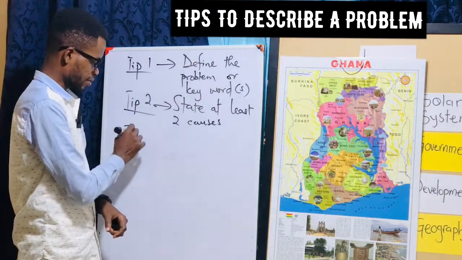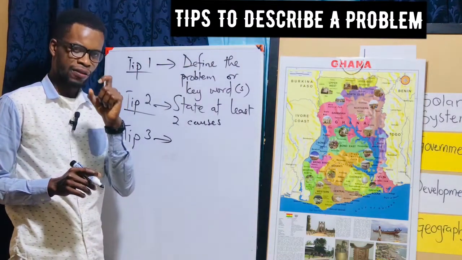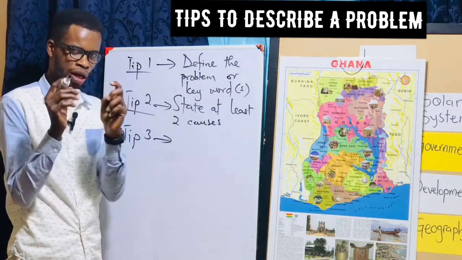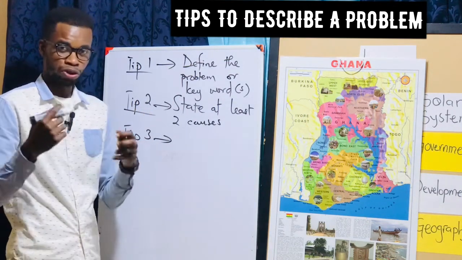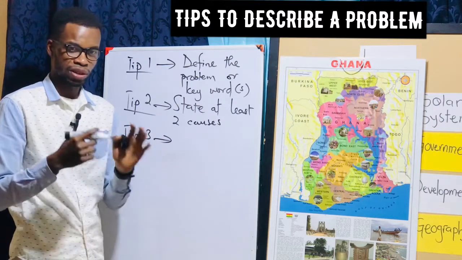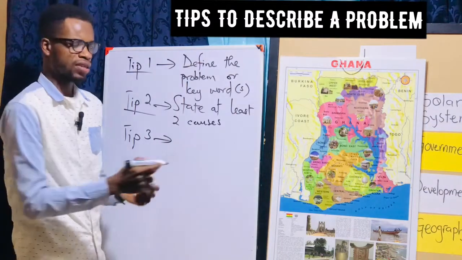Tip number 3. Here, this is also very critical. A smart student will do a lot of research about the problems, and the examiner expects that you show clear understanding of the problem that you are trying to describe. So give some records or provide some statistics.